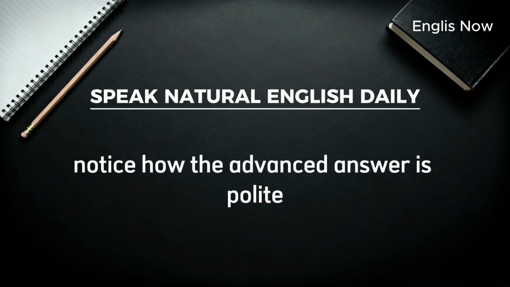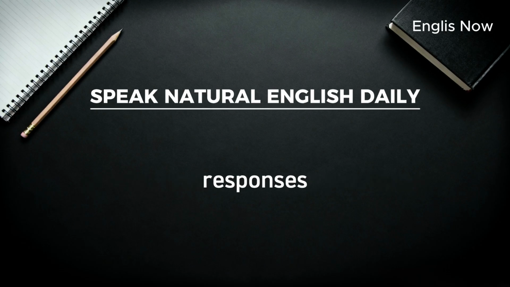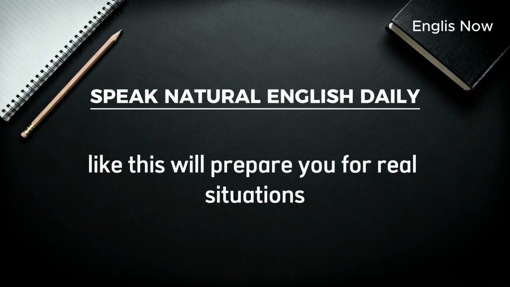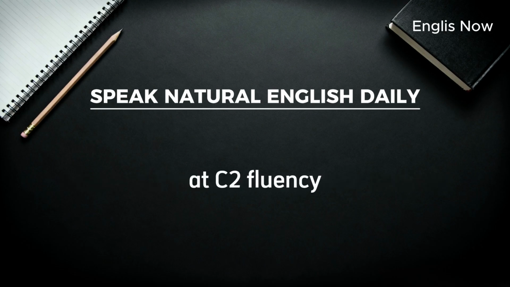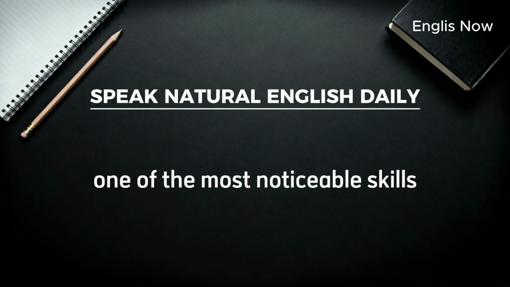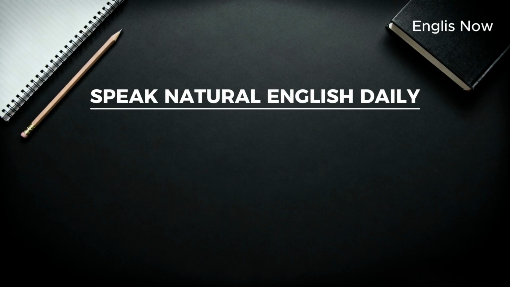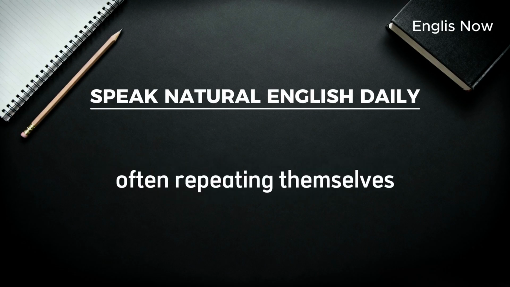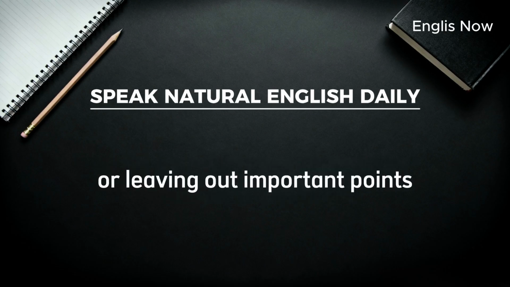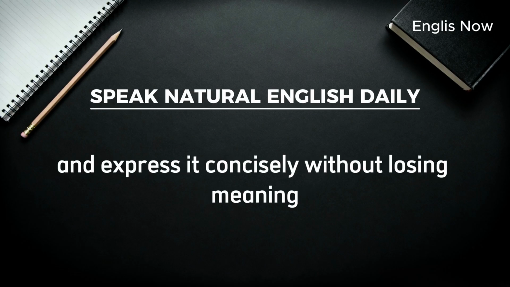Notice how the advanced answer is polite, precise, and persuasive. Practicing responses like this will prepare you for real situations where advanced fluency truly matters. At C2 Fluency, one of the most noticeable skills is the ability to summarize complex information clearly. At B1, learners may struggle to condense long ideas, often repeating themselves or leaving out important points. At C2, you can take a large amount of information and express it concisely without losing meaning.